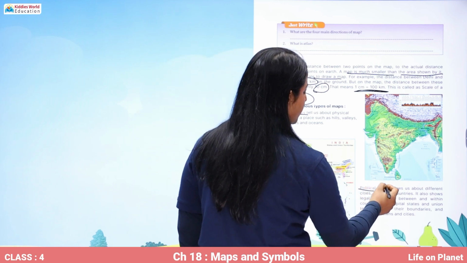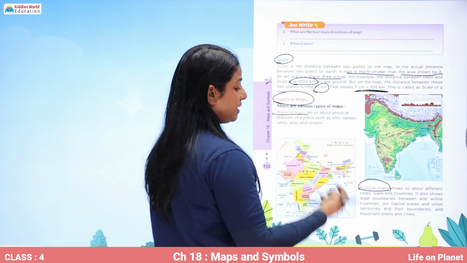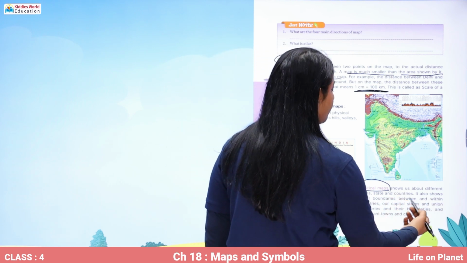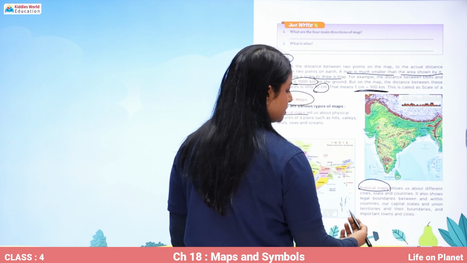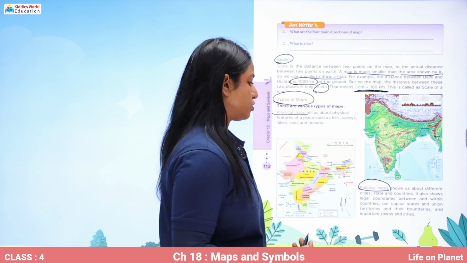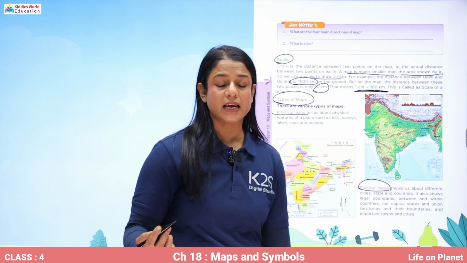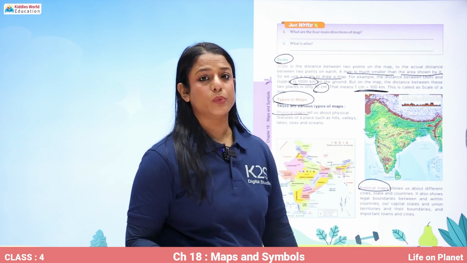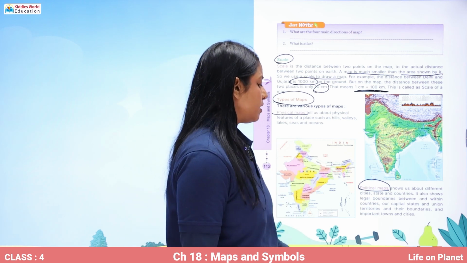Now, a political map is a map which shows us the boundaries of cities, states and countries, and it also shows legal boundaries between and within countries, our capital states and union territories and their boundaries, and important towns and cities also. So, this kind of a map where we can see different states of India with their capitals and the neighboring countries of India with which India is sharing border, all these things are being shown in a political map.